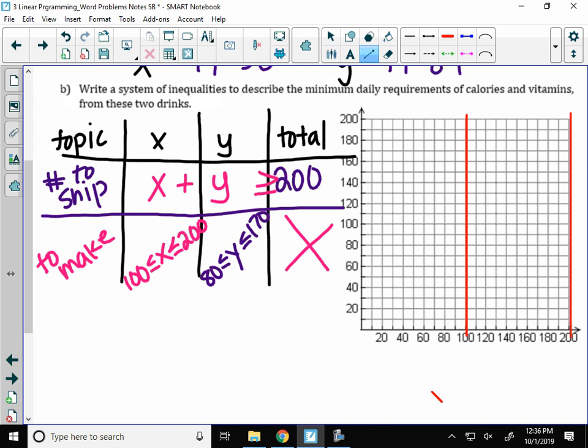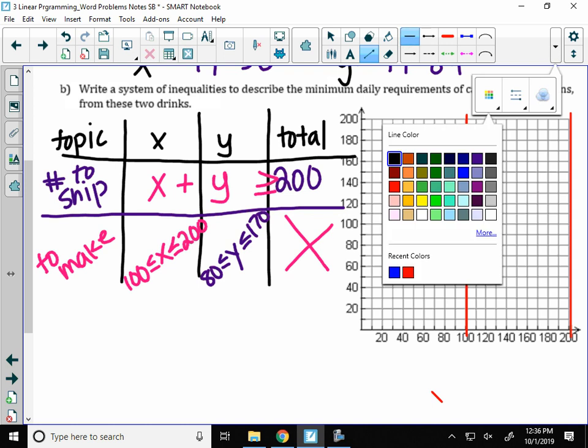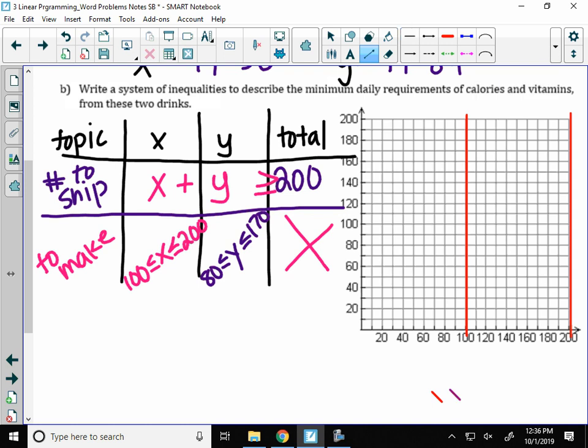Now, how about the 80 and 170? What kind of line is that going to be? A horizontal. So I'm going to graph a horizontal line at 80 and a horizontal line at 170.